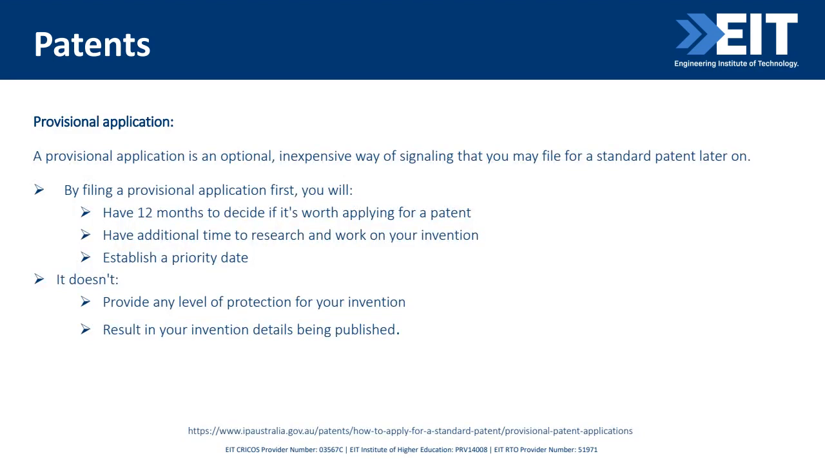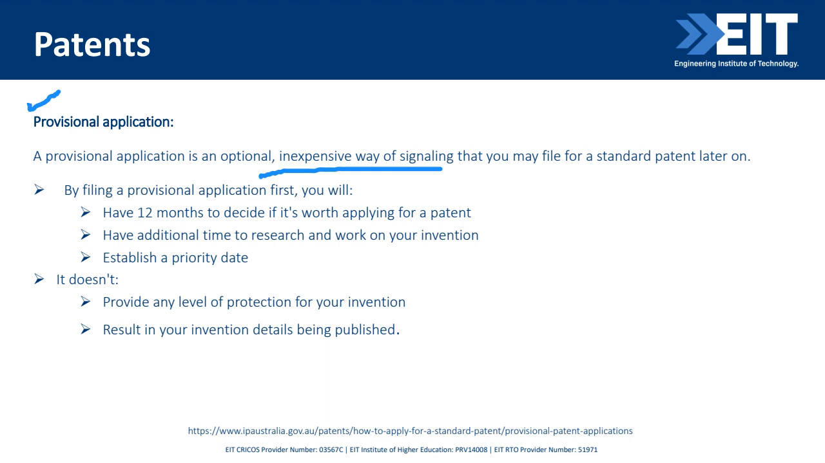One more aspect is the provisional application, and it is available in many other countries as well, not just in Australia. If you don't have time to prepare the full patent specification, claims and documentation, or if you are still in a bit of a dilemma whether you should proceed and get the patent protection or not, this is one of the ways to go forward. A provisional application is an optional, inexpensive way of signaling that you may file a standard patent later on. It's more like a placeholder.